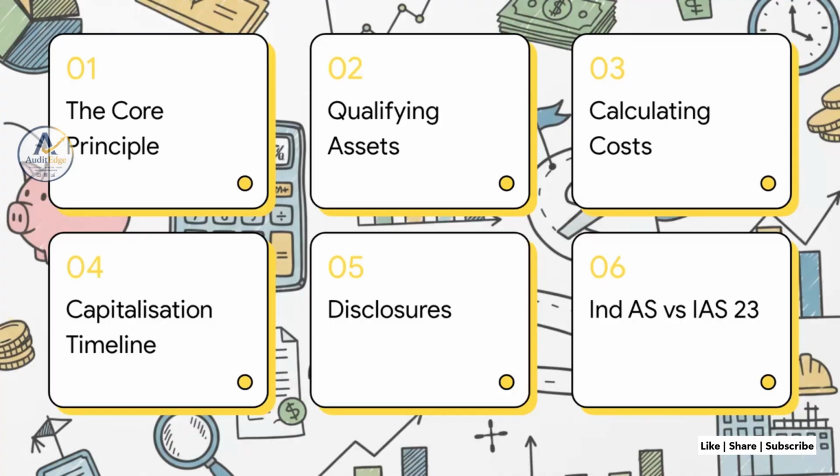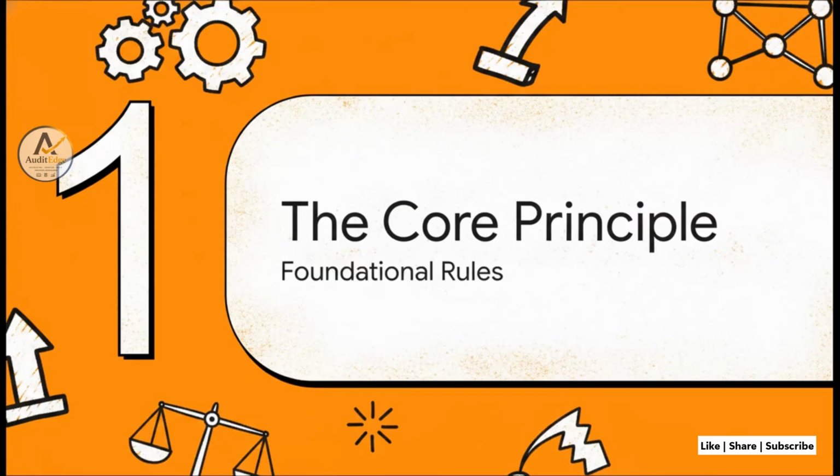Okay, let's dive right into this. Here is our roadmap for the life cycle of a corporate project. First, the core principle. Second, identifying a qualifying asset. Third, calculating the costs. Fourth, the capitalization timeline. Fifth, disclosures. And finally, IND AS versus IAS 23. Starting with Section 1, the core principle explained.